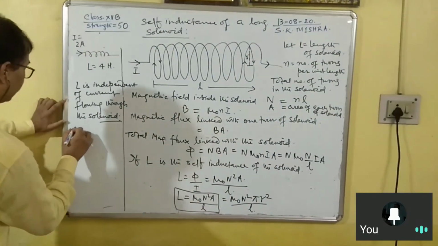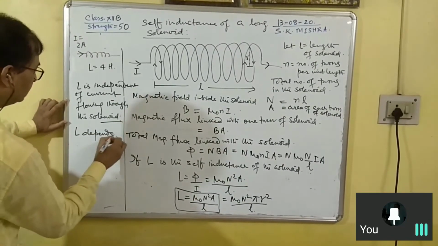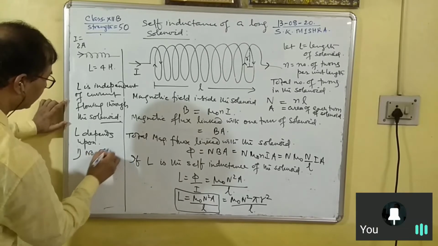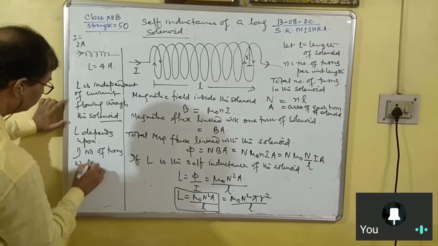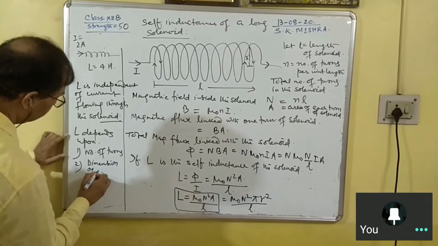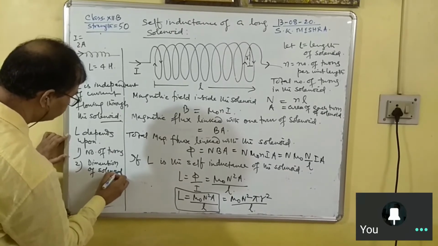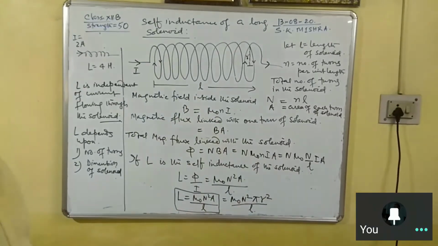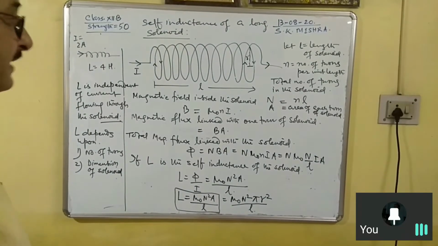Write it somewhere. L depends upon, the first factor is number of turns. The second factor is dimension of coil or solenoid. Dimension means area of each turn. So depends on R, and number of turns, that also matters.